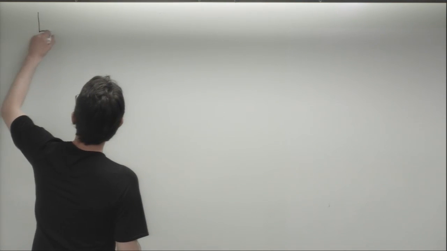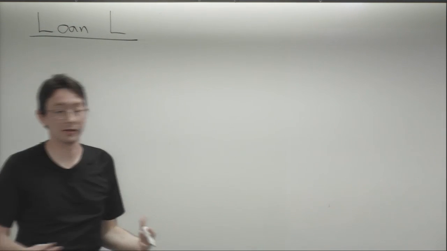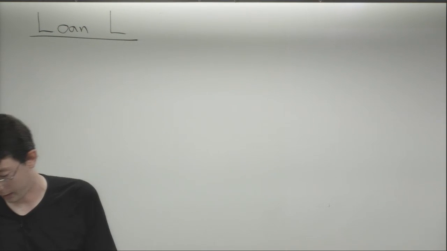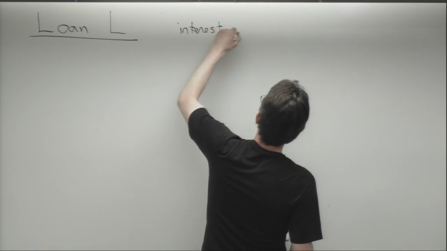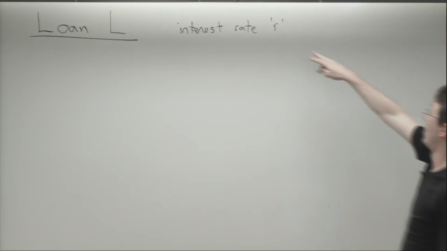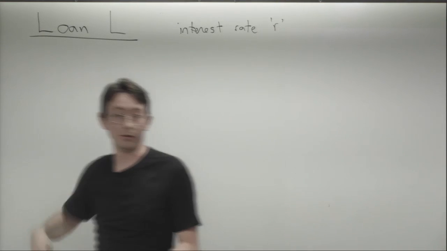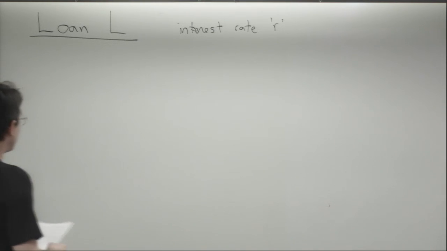Okay, so I'm going to take out a loan L to buy a car. Okay, I need a new car. My car's a piece of shit. I need a new car. I'm going to take out a loan, and I'm going to buy a car. But I have an interest rate R, and so maybe every year I'm going to have to pay R% on the loan extra. Okay, something like that.